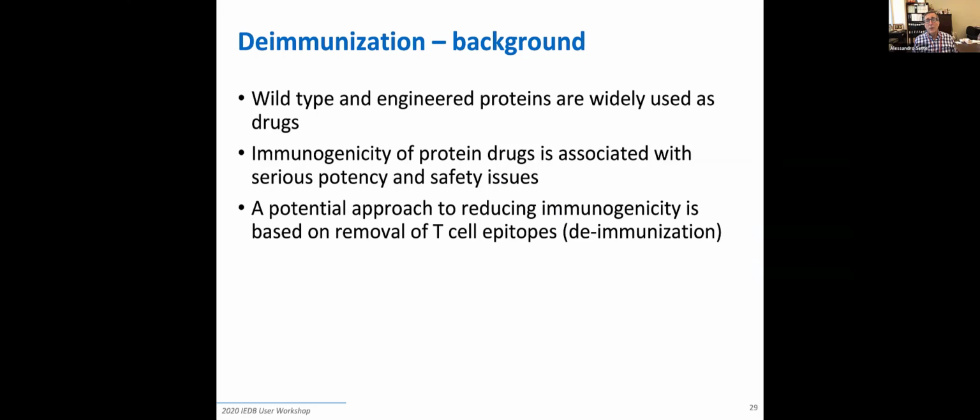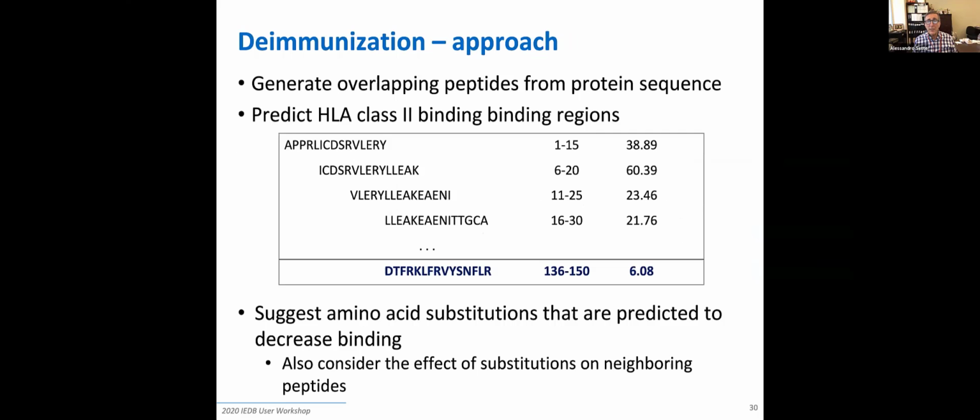So this is what I was just mentioning. The tool operates as follows. First of all, you generate overlapping peptides from a protein sequence, and then predict the capacity of these different peptides to be recognized as dominant epitopes in human populations, and then suggest what particular substitution could be used to decrease binding.